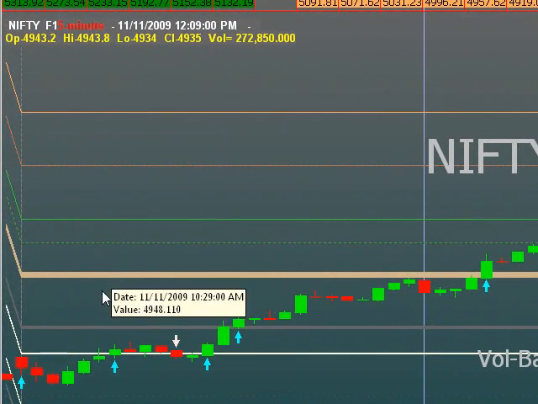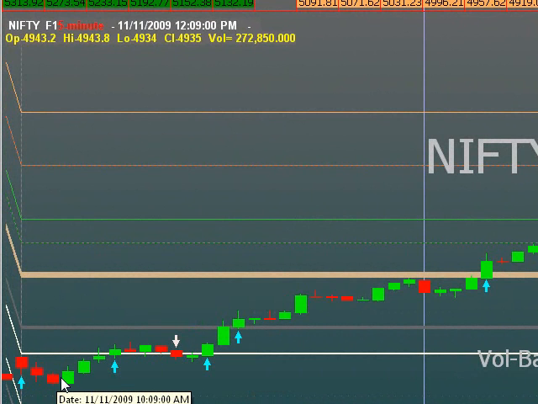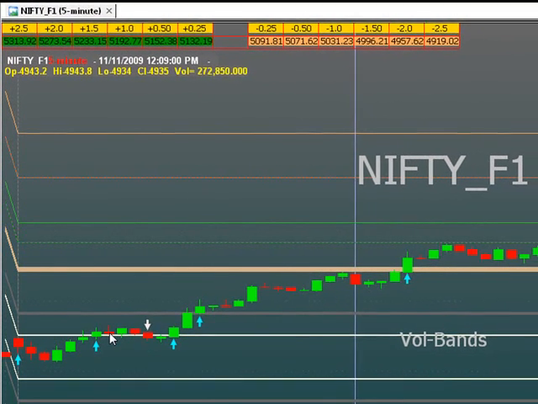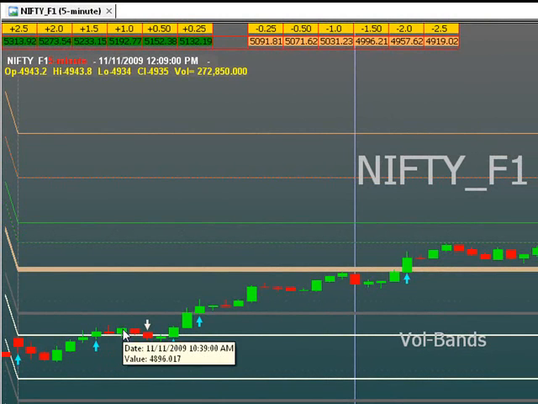Now let us see how the day went for the 11th of November. The day opened here, and the index started falling a little, then it went up, and here we have a buy setup. The next bar did not take out the high of the setup bar, so we will not go long here. Of course, this bar takes out the high of the setup bar, so we are supposed to go long here. So we go long here.